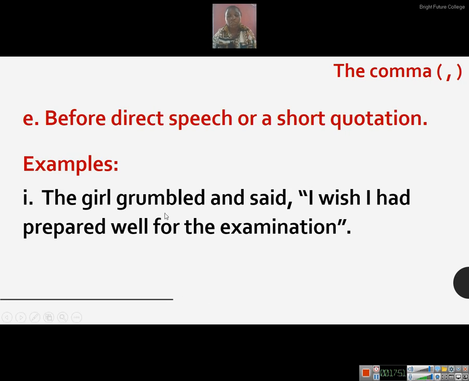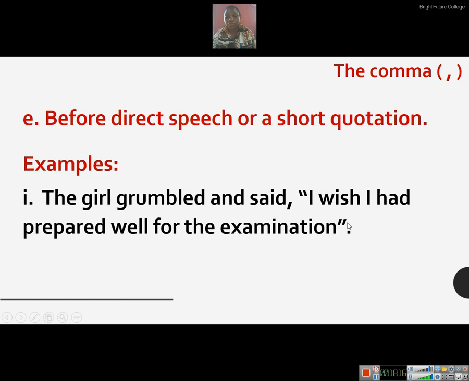The comma is also used before a direct speech or a short quotation. We've talked about direct and indirect speeches, so you can refer to your notes. You see the comma: The girl grumbled and said, "I wish I had prepared well for the examination."